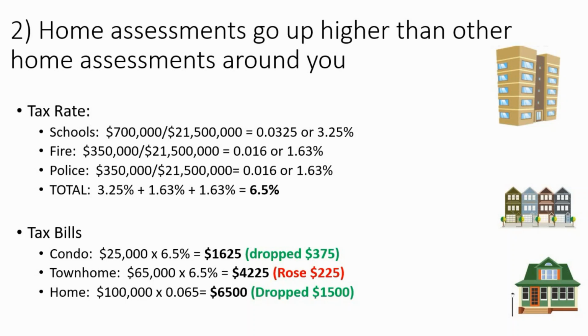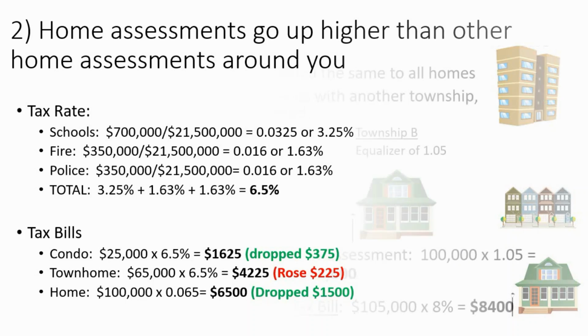For a condo, because the tax rate has dropped, 25 grand times 6.5%, now the tax bill is $1,625. It dropped $375. But the townhome, because again, the assessment was raised, 65 grand times 6.5%, $4,225. So it actually went up $225. And for a home, 100 grand times 0.065, $6,500. It actually dropped $1,500. So this is how, if your assessment goes up compared to others, that can affect other people's tax bills.